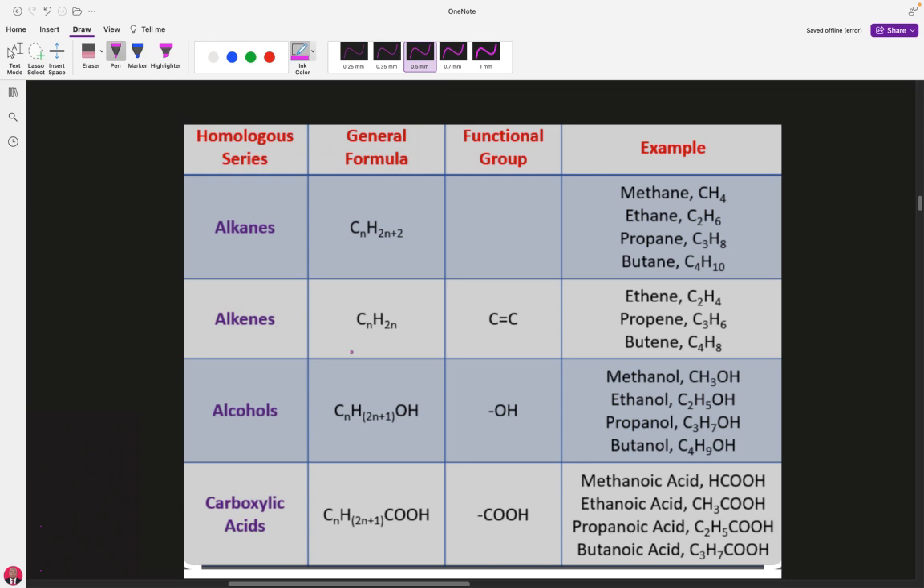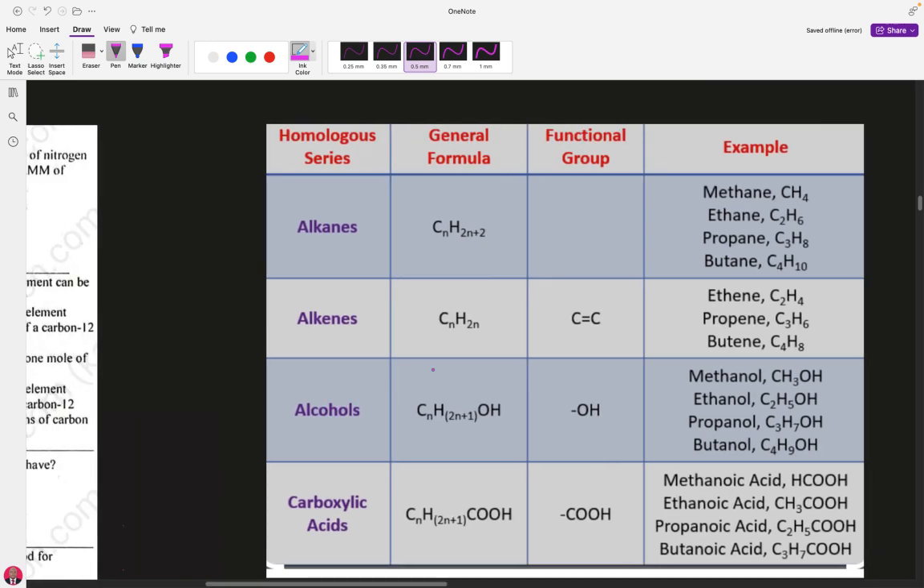In your exam, if you were given alkene, then this should be the functional group. If you were given alcohol or alkanols, then this should be the general formula for the homologous series. If you were given carboxylic acid, then this should be the general formula for carboxylic acid. So you should know the general formulas and their functional groups as well. So here, our answer is alkane.